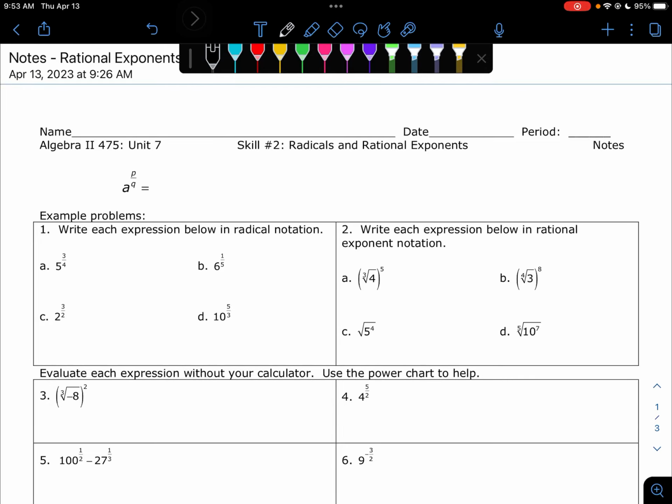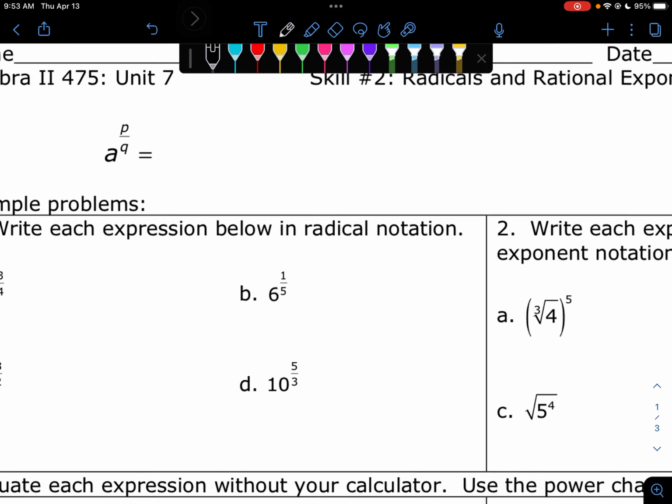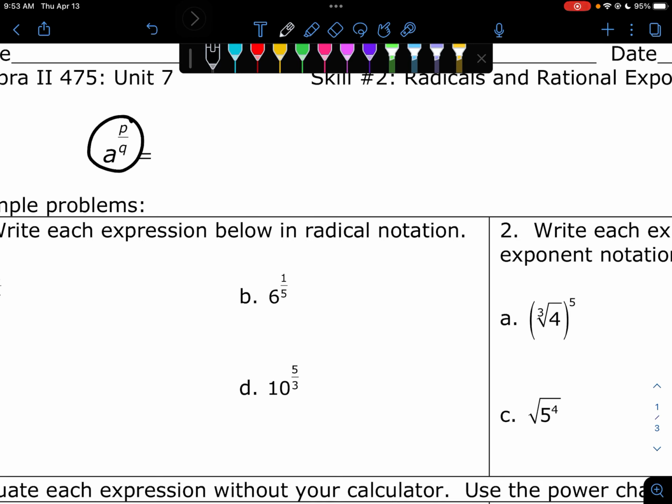Hello. Let's talk rational exponents. So as we can see here, we have a power, and that power has an exponent. And as we can see, it is rational. In other words, it is a fraction. It has a numerator and a denominator.